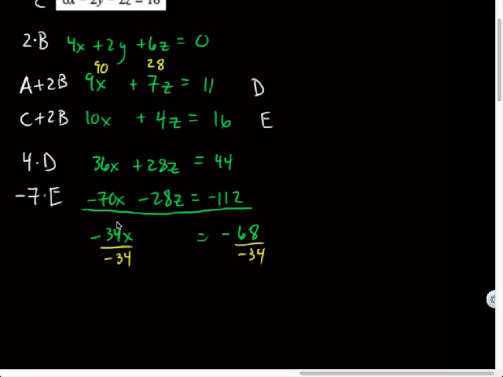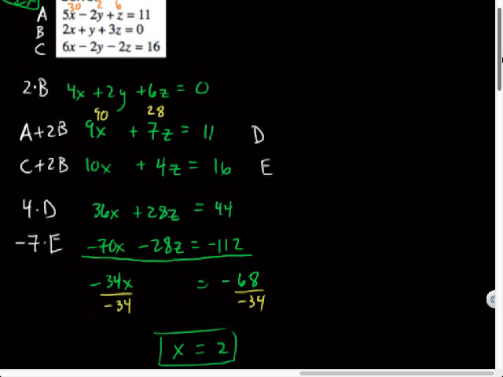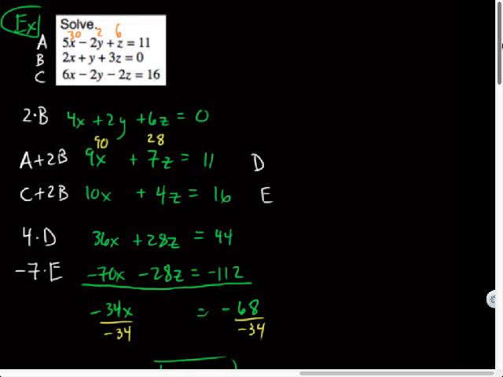We don't have to label anything. Could I have called this equation F? Sure. Could I say multiply both sides of equation F by 1 negative 34th if you wanted, but we don't need to do that anymore. Our labels are no longer helpful. X equals 2. All right. So I found one of my solutions. What should I do? Where's a good place for it?